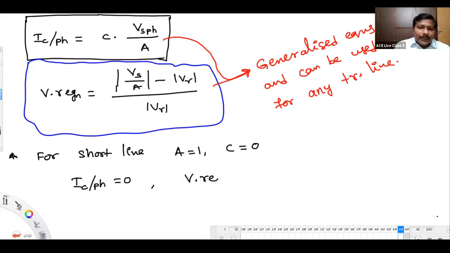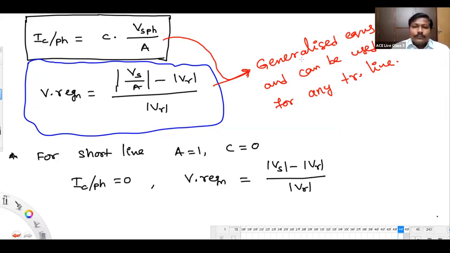And voltage regulation will be coming like magnitude of the sending end voltage minus magnitude of the receiving end voltage by magnitude of the receiving end voltage. A equals 1, we substitute here. So we'll get mod Vs minus mod Vr by mod Vr. That's a voltage regulation equation. For short line, I will try to modify this one. Means we will try to approximate this term, particularly mod Vs minus mod Vr. We'll try to approximate it.